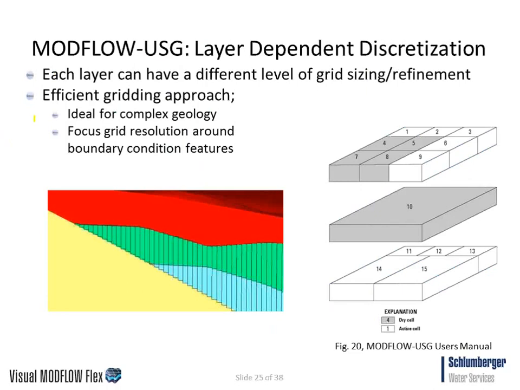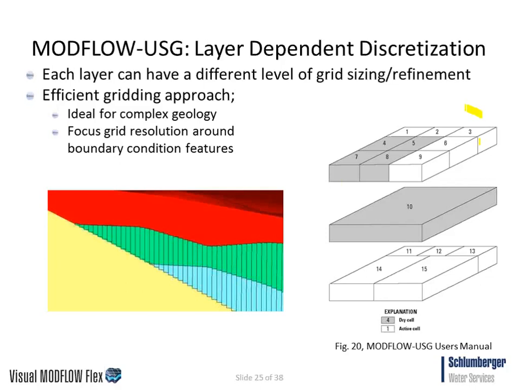Another new thing we've been working on earlier this year is leveraging the full capabilities of MODFLOW-USG when it comes to the vertical discretization. So just to recap, MODFLOW-USG allows you to have a different level of discretization for each layer. So it has the notion of sublayering. Your model layers do not need to be continuous across the entire model domain, as would be the case for structured MODFLOW models or even FeFlow mesh, for example. Each layer can have a different level of grid sizing or refinement.